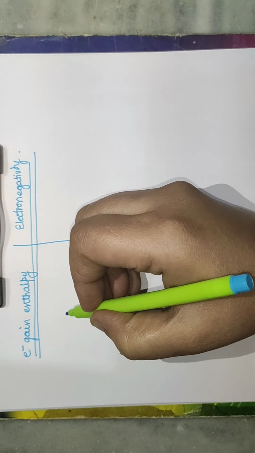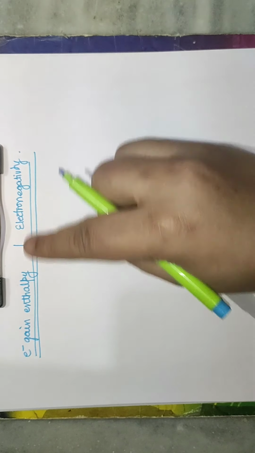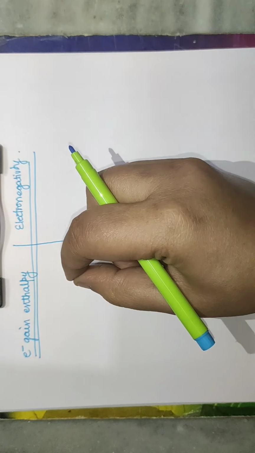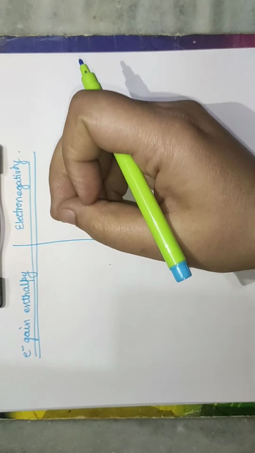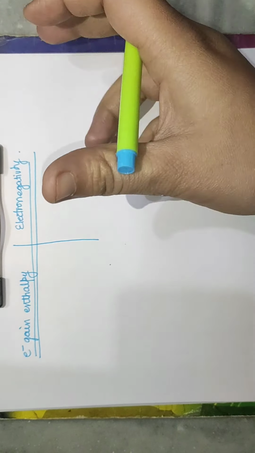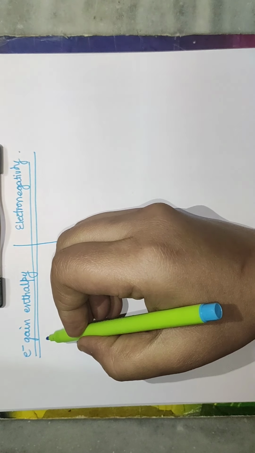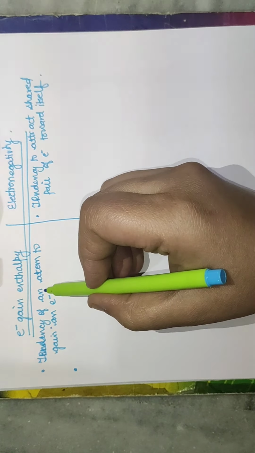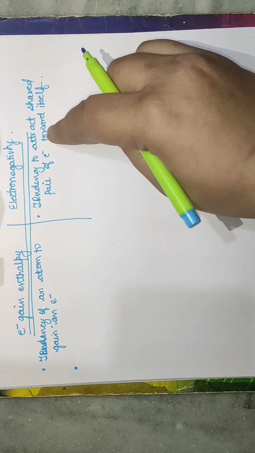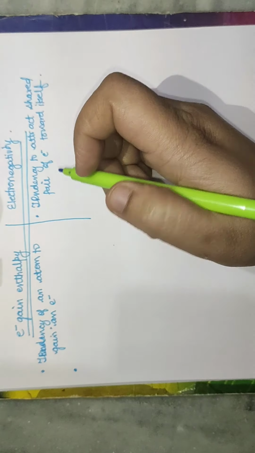Now we are going to discuss the differences between electron gain enthalpy and electronegativity. What is electron gain enthalpy? Electron gain enthalpy means the amount of energy released when an electron is added to the outermost shell. While electronegativity is the tendency of an element to attract the shared pair of electrons toward itself. Electron gain enthalpy is the tendency of an atom to gain an electron, taking an electron in. Electronegativity is the tendency to attract the electron toward itself.